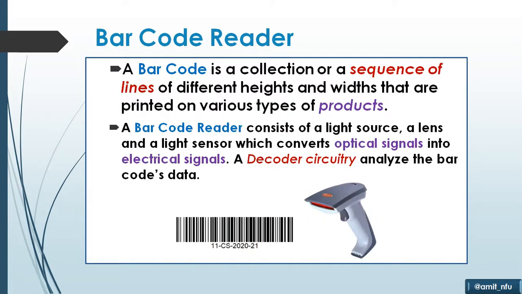Next one is the barcode. Barcode we have seen on many products. In fact, almost all the products in the market today have a barcode. Barcode is a collection of sequence of lines of different heights and widths. They are printed on various products.